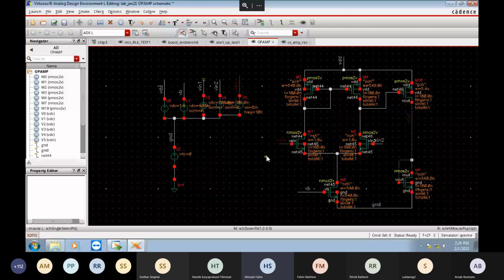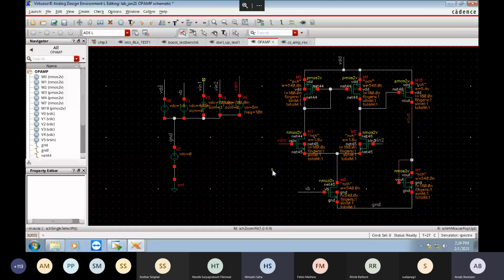Sir, the plots you just showed, the gain that we get from this plot, is it the open loop gain or closed loop? This is open loop. Unless I connect my output to any of the inputs, it is not going to be closed loop. This is all open loop.